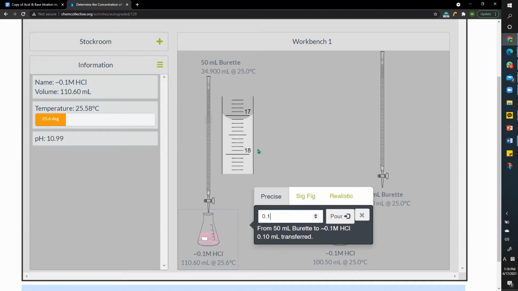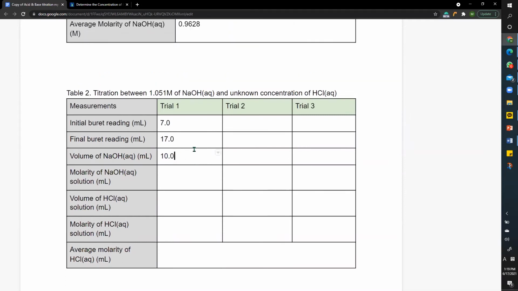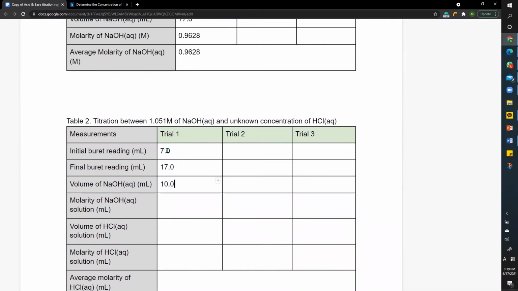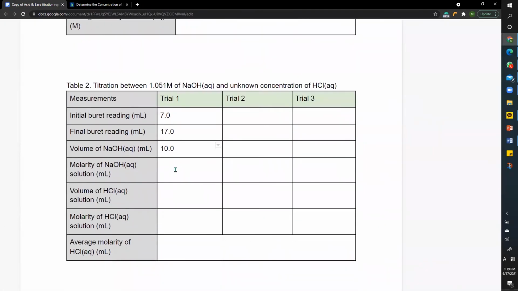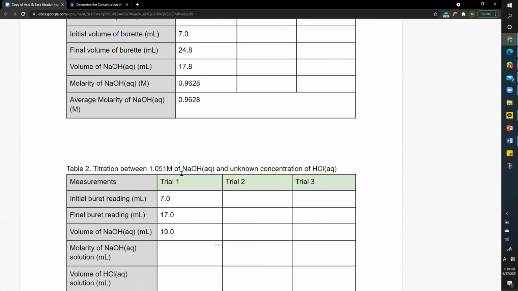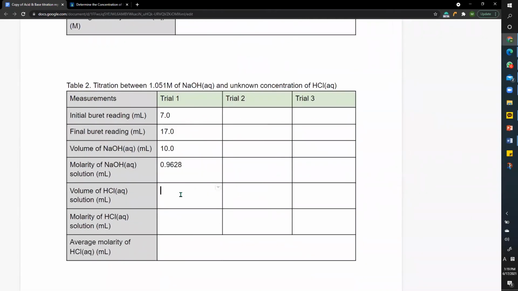Oh, yeah. Okay, I think it was until 17. I click once more. So it is 17. 17 milliliter. So it is 10 milliliter volume of NaOH added, right? I'm using the same decimal points because the burette has the smallest interval of 0.1. And then using this, we know the molarity, right? This one that we calculated before. And then volume of HCl solution, initial volume.